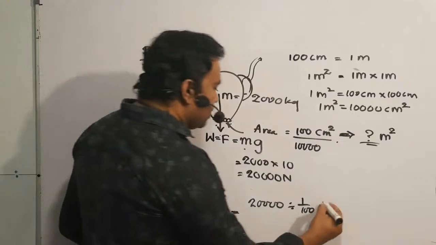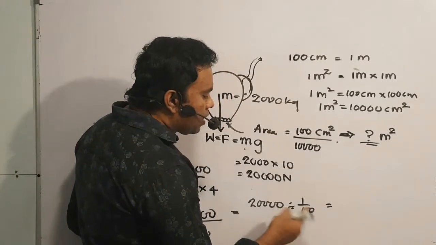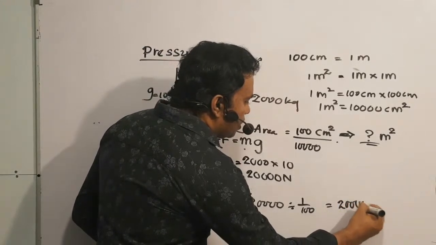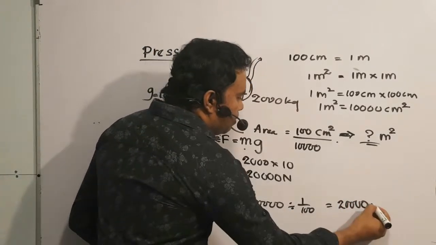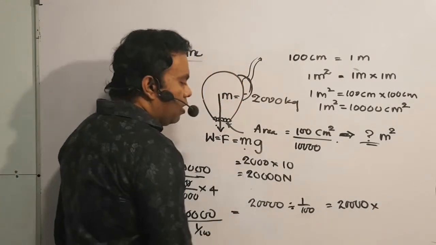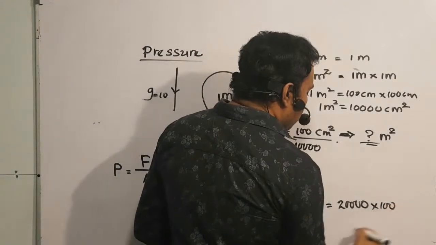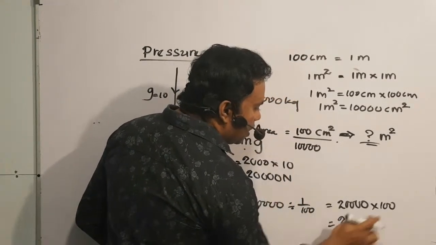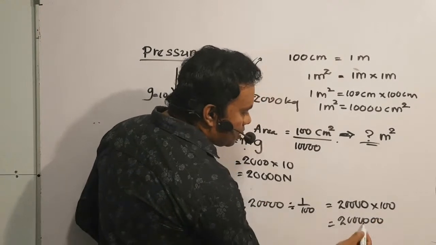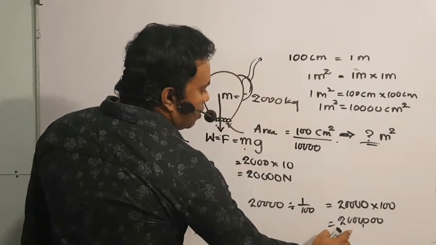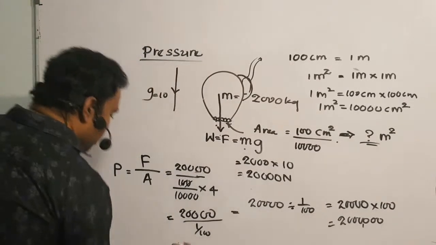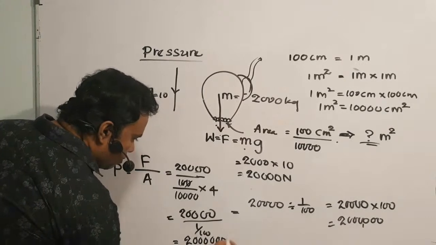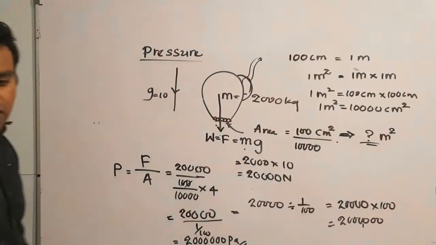Usually what we do is a multiplication and take the reciprocal. So that equals 20,000 division becomes a multiplication and 1 upon 100 becomes 100. Yes, you can end up with 20,000 and another two zeros. Yes, what's the value? 2 million. 2 million pascals.